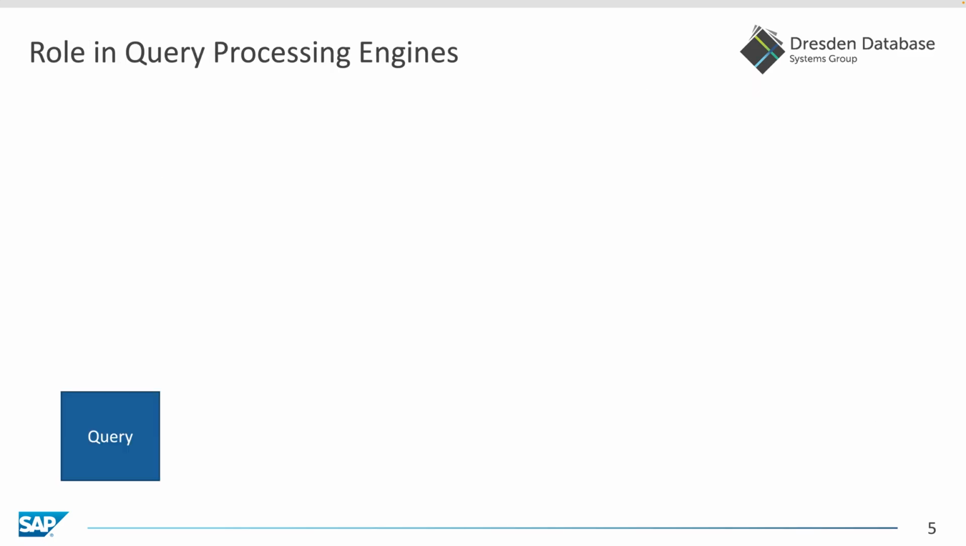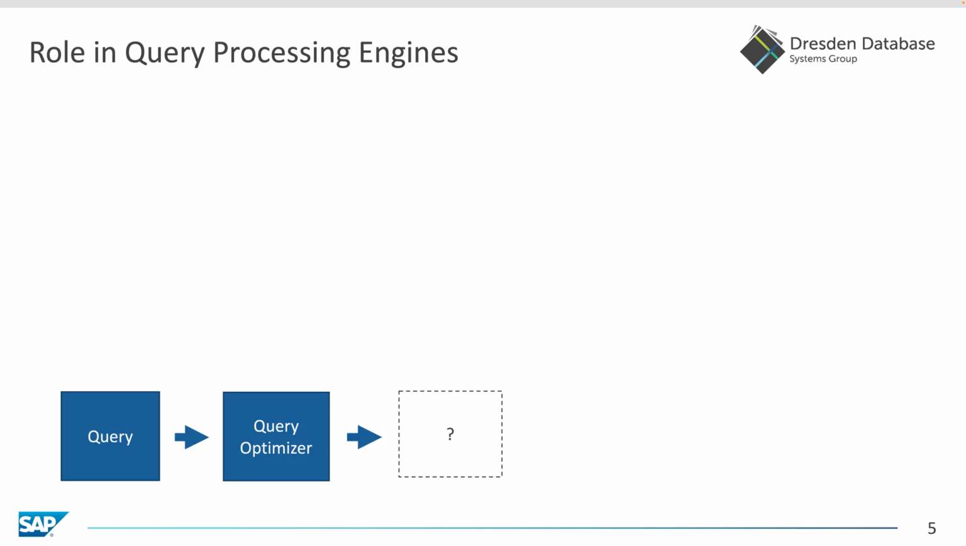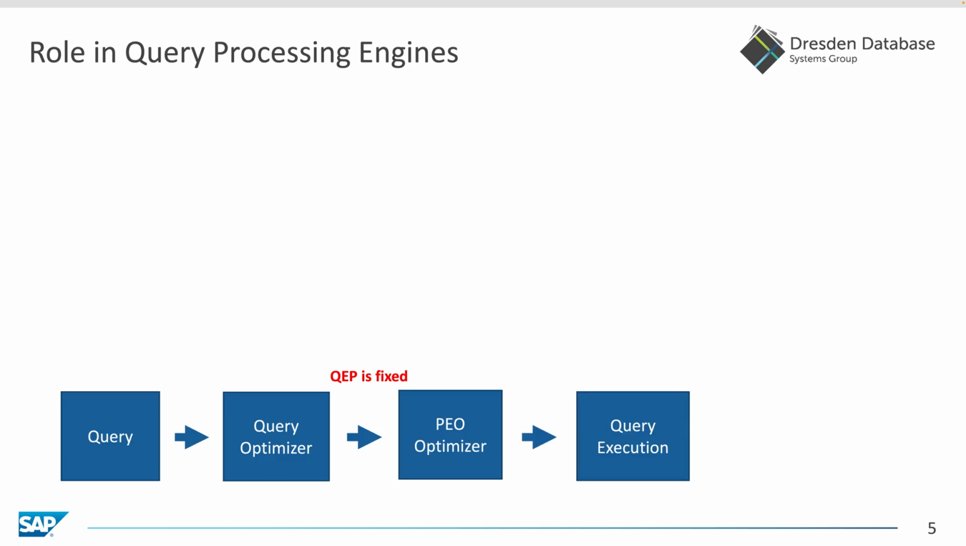Well, first off, we start with a query. And then we put the query into the query optimizer, and we obtain a query execution plan, and then the query execution plan is fixed. And right after we obtain the query execution plan, we plug in our PEO optimizer. And then we use the PEO output by the PEO optimizer for actual query execution. And in the end, we obtain the result.